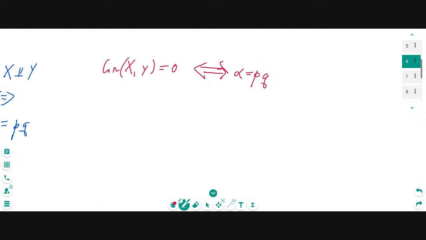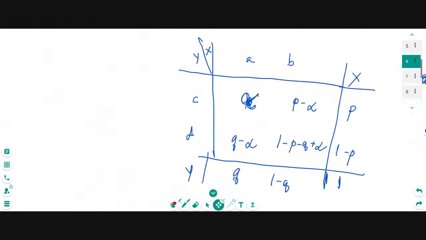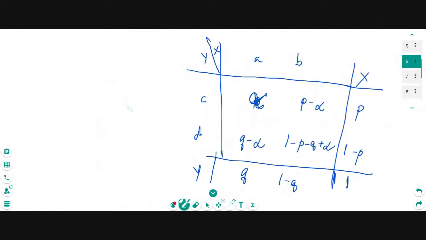Okay, guys? So that's what we have to show now. Let's try to find the correlation. We will just find out the value of correlation. So correlation is what? Let's try to find out X and Y. Let's try to understand this.